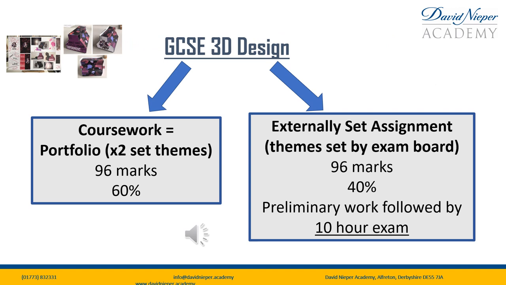The GCSE 3D design is assessed through coursework. The first two set themes are completed in year 10 and into the start of year 11, and they will be set internally by the staff and the teachers who run the course. As you can see, this makes up 60% of their final grade. So straight away in year 10, the work that you are doing is assessed and goes towards your final grade.